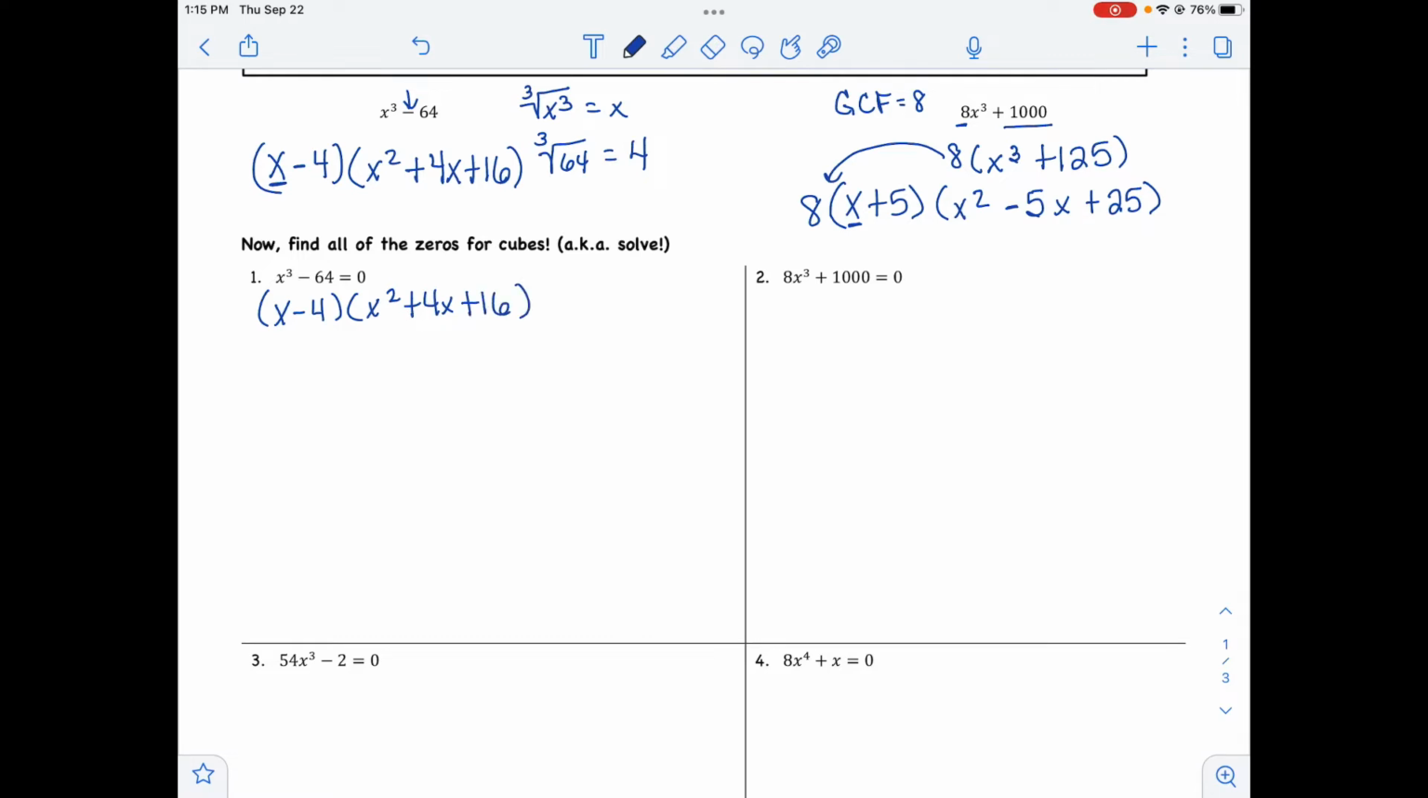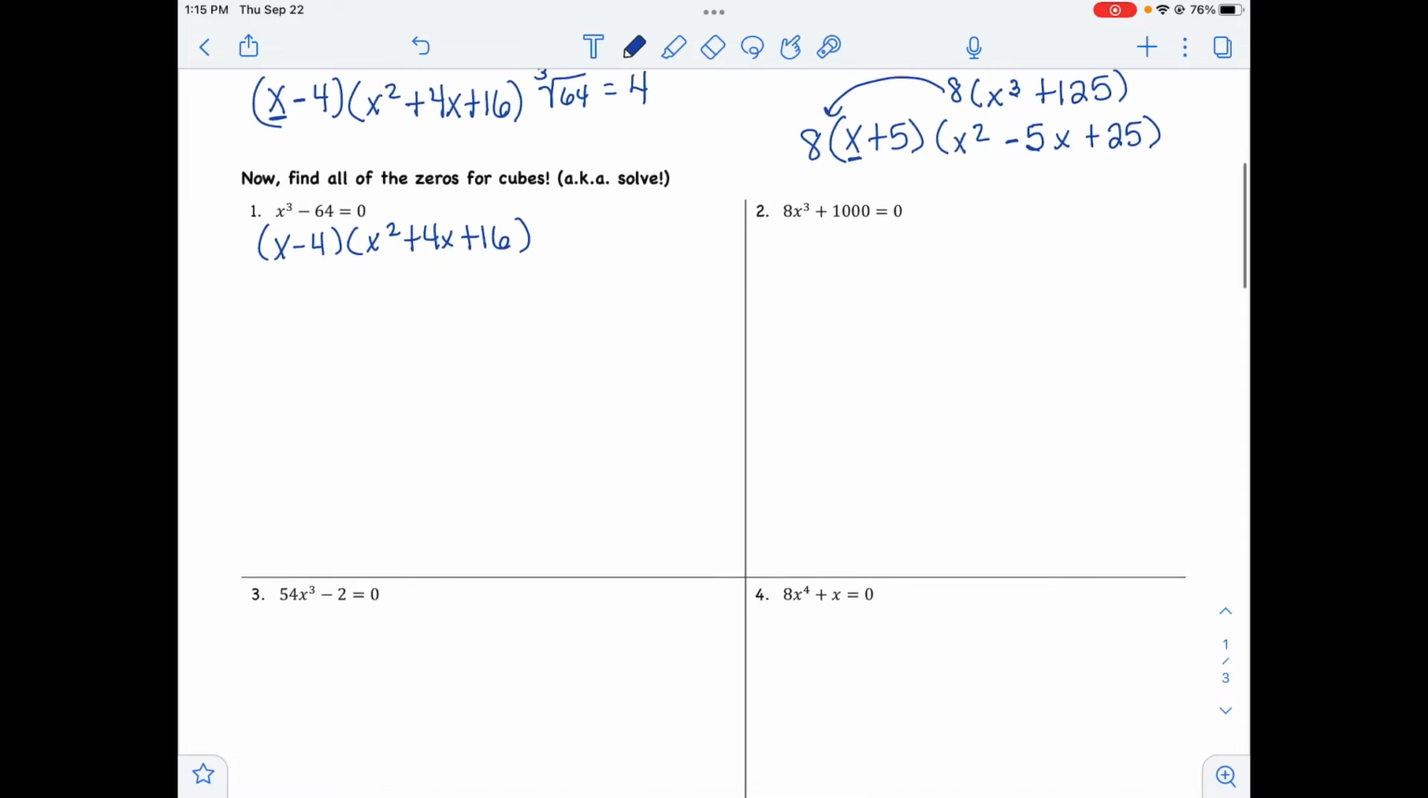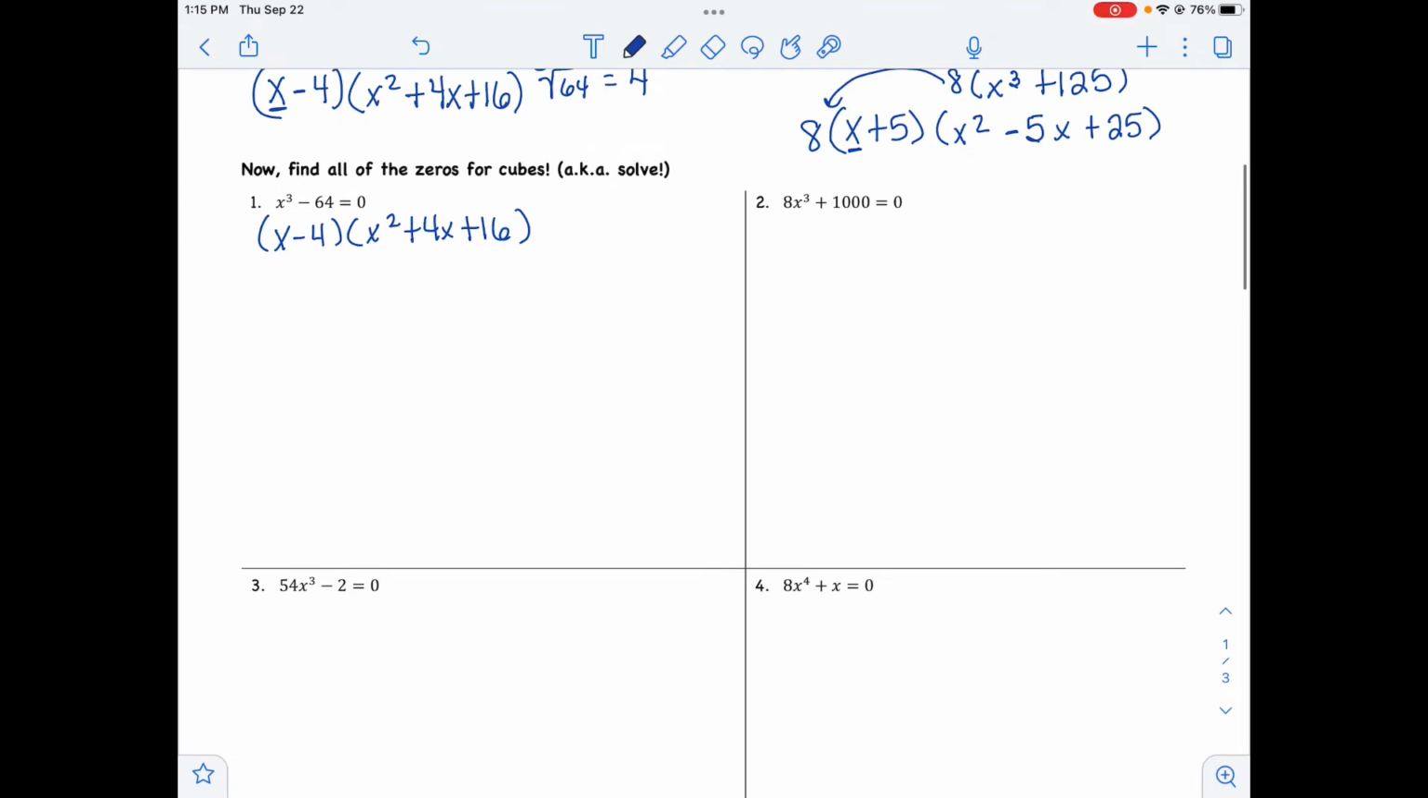And then we're trying to solve for all the zeros, which means we have to find what x equals for these factors. So we are going to set each piece equal to 0 if it's fully factored. So x minus 4 is fully factored, so we can set it equal to 0, and we would get x equals 4. However, if we look at the trinomial, it does not factor. There is nothing that we can use factors of 16 to add together to get 4. So we are going to have to use the quadratic formula.